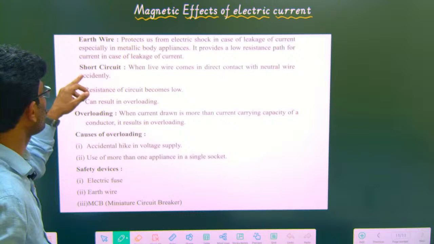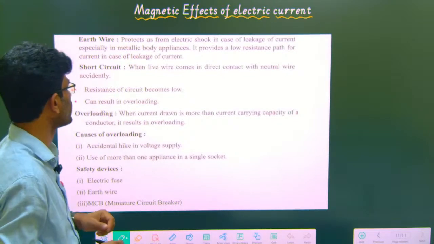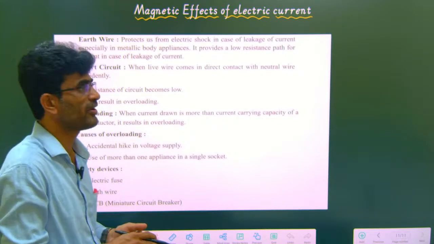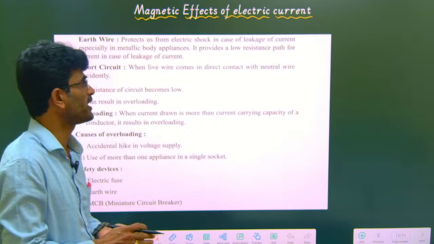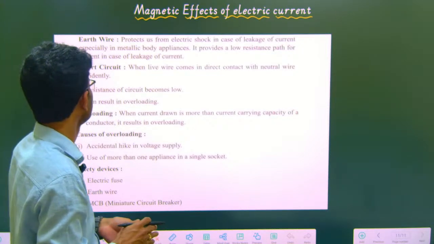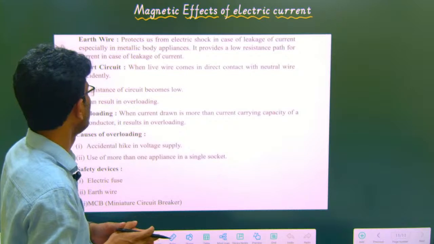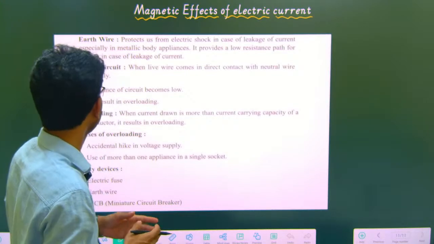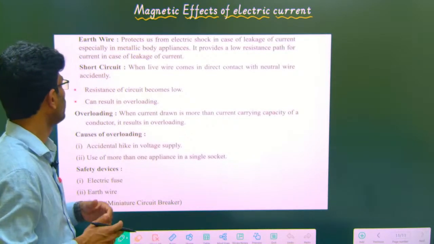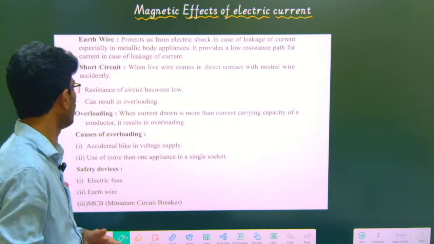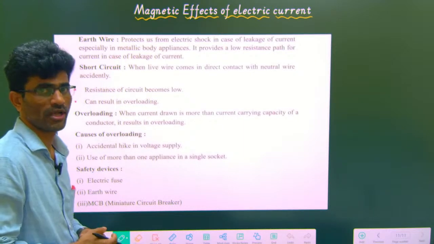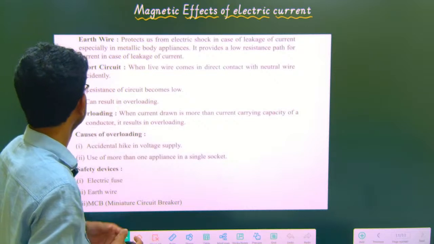Next, what is called a short circuit? When these two, the live wire and neutral wire, come in direct contact accidentally, what happens? A short circuit will happen. Due to this, the resistance of the circuit becomes low, and it may cause overloading also. So this is about short circuiting.